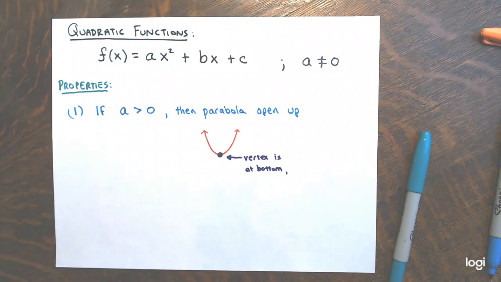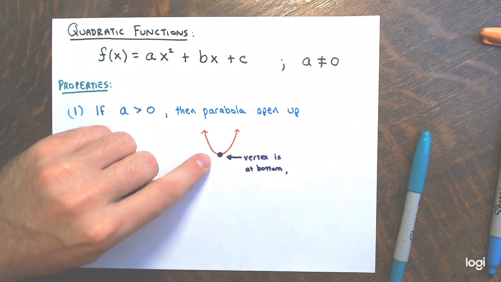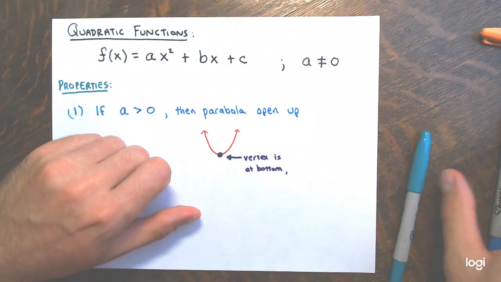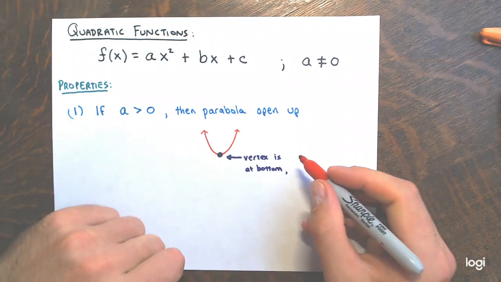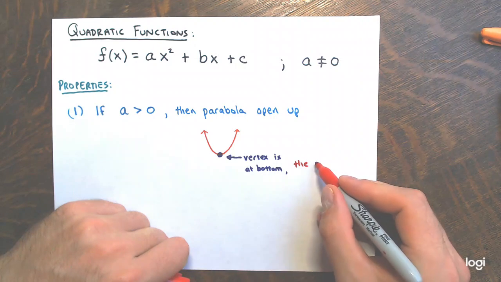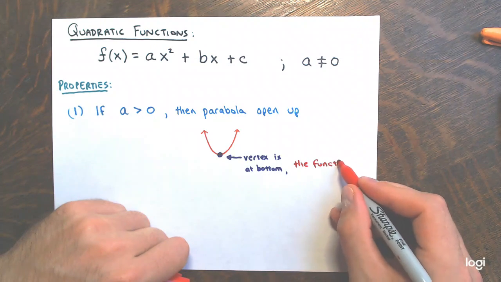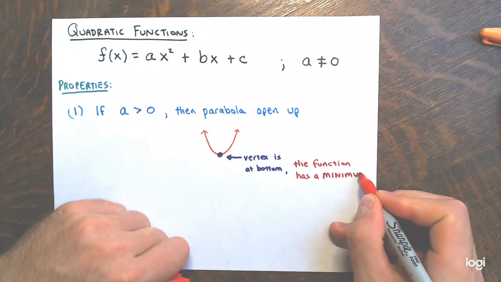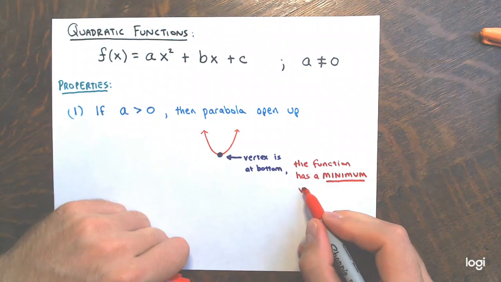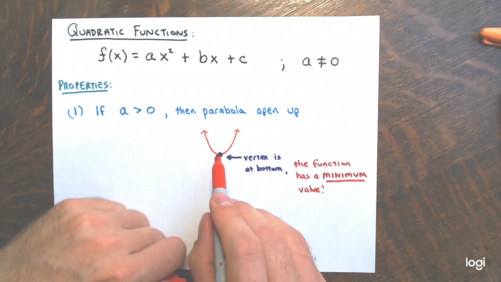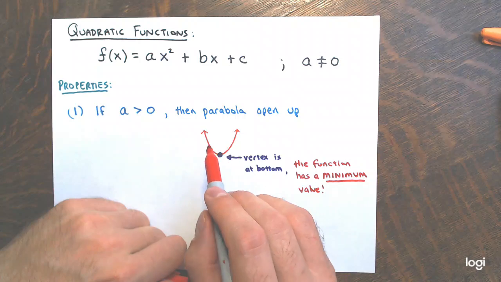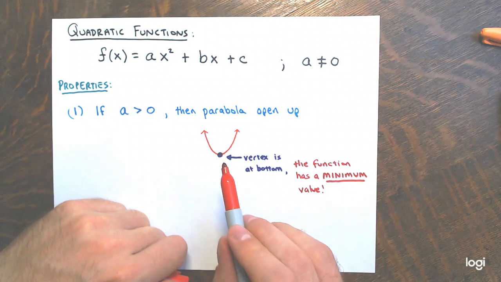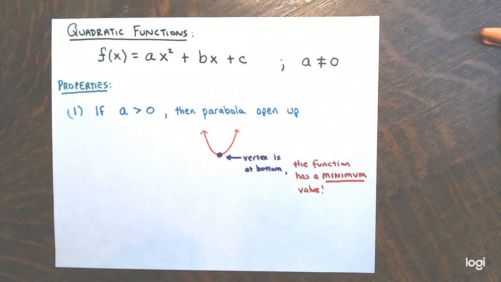In other words, the function would have a minimum value, because there's going to be a point on the graph with a lowest y value. So another way to say the vertex is at the bottom is saying that the function has a minimum value. It has a lowest y coordinate, and no maximum value. The graph would be going up forever on both ends, so there is no highest y coordinate, but there is a lowest y coordinate, whatever the y coordinate of the vertex is, or that output.